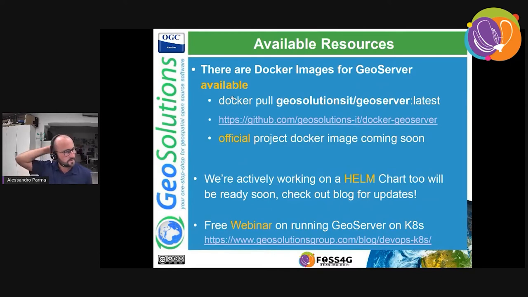There are some resources available on the internet, like Docker images. You can find the links in here. And the Helm chart is coming as well. We're working on it. Keep an eye on our blog, and you will find an update over there. There's also a free webinar, if you're interested in running GeoServer on Kubernetes specifically, that I hosted about a month ago. It's available for you to take a look at.